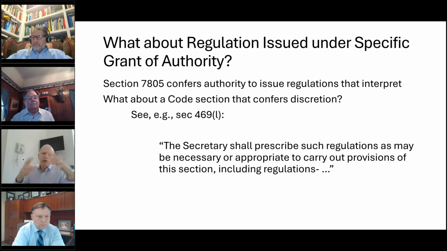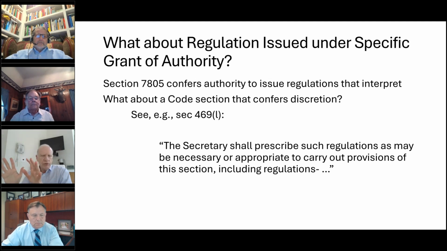What about regulations issued under a specific grant of authority? You remember at the outset, I talked about how regulations get issued generally under 7805. That section confers general authority on the IRS and the Secretary to issue regulations that interpret the code. If you go look at 7805, as I recall, the word interpret is there. So that gives the IRS and the Secretary authority to issue regulations that interpret.